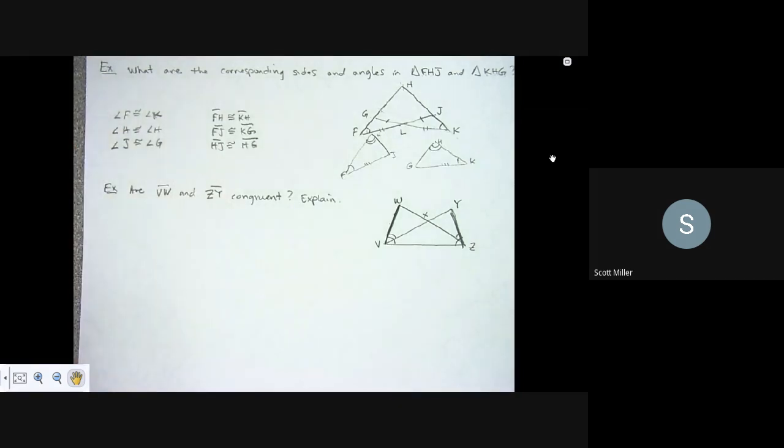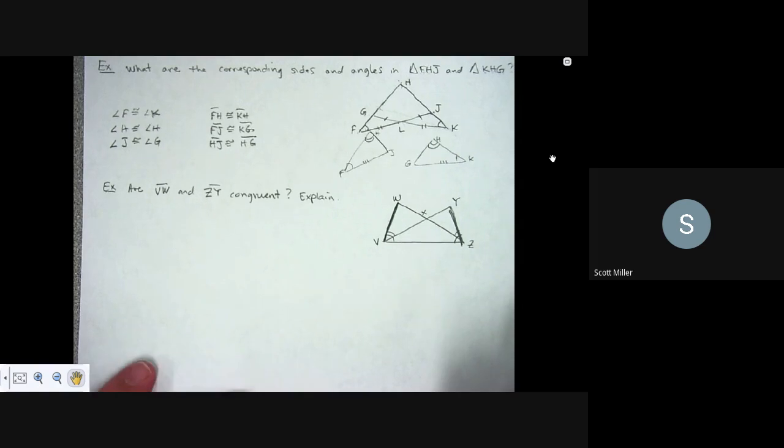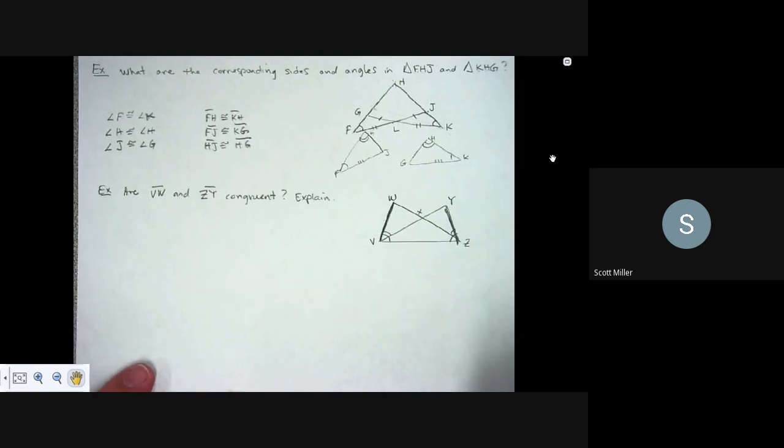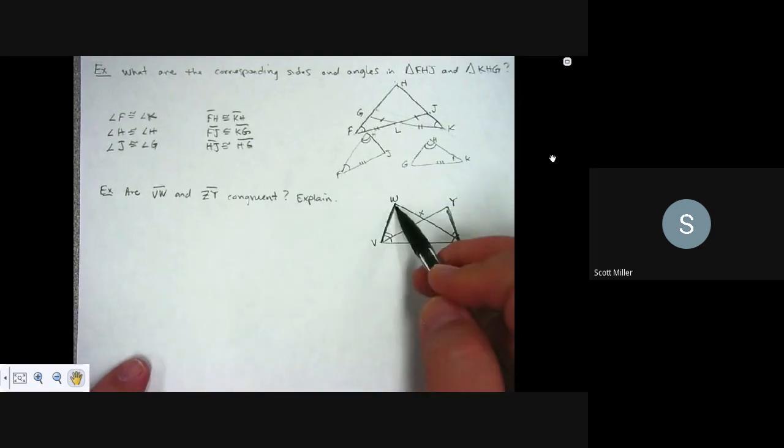So one of the things, again, that might be useful is to split the two triangles apart and see where the corresponding parts are. It doesn't mean you're only going to focus on that. It just helps you see what you have and what you might need. So here's the one triangle right here. See it?